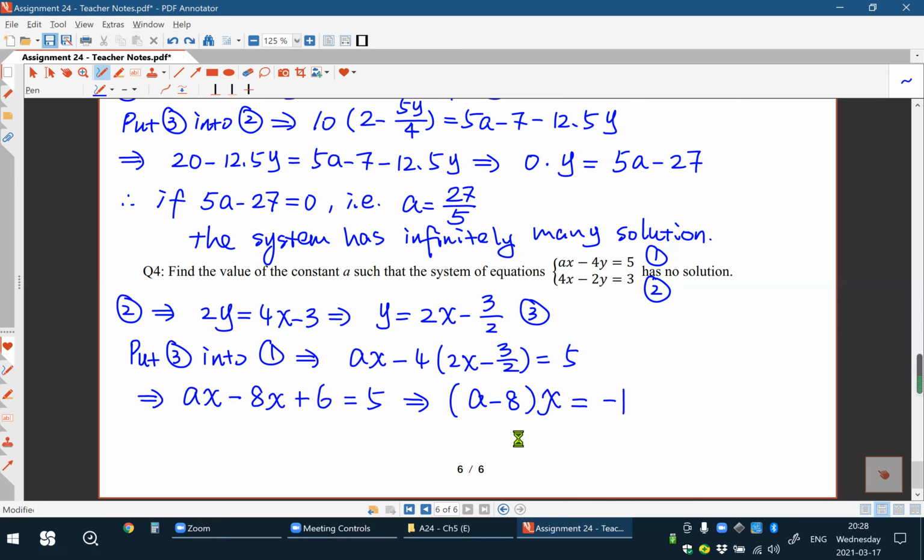What should the value of a be to make this equation have no solution? You can easily see that if a minus 8 is 0, that means the left-hand side is always 0, no matter what value x is, right? However, on the other side of the equation, it's not 0. So in that case, there is no solution for x, right? So if a minus 8 is 0, that means when a is 8, there is no solution.